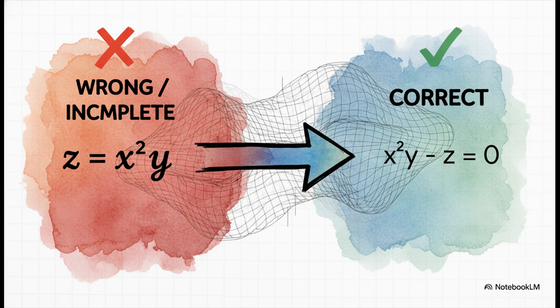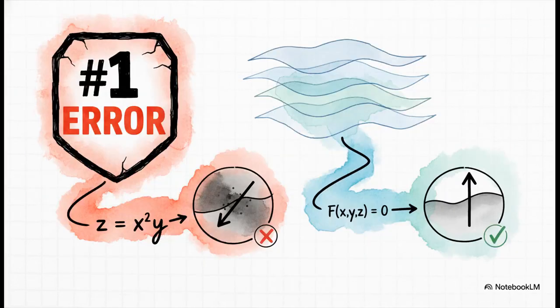So the absolute first thing we have to do is rearrange the equation. We just move the z over to get x squared y minus z equals 0. Now it's in the correct form. And honestly, this right here is the number one error. You absolutely have to get all your variables on one side set equal to a constant before you even think about taking a gradient. That's what defines the level surface that the gradient is normal to. If you forget this step, all your calculations after that will be for nothing.